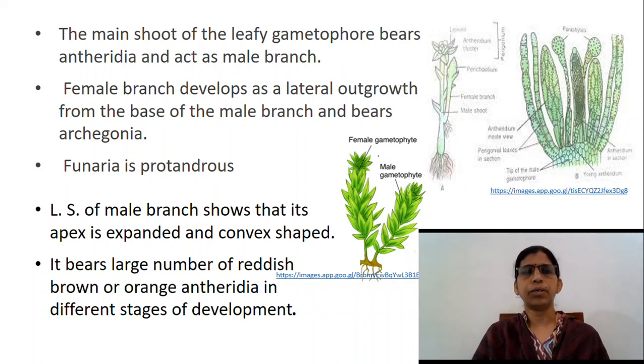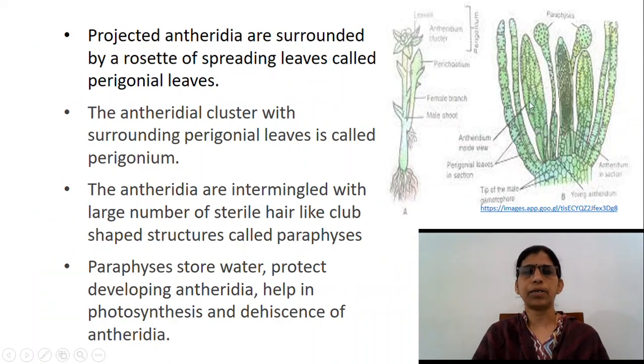Now if we look into the male branch or antheridiophore, the longitudinal section of the male branch shows that its apex is expanded and convex shaped. It bears large number of reddish-brown or orange antheridia in different stages of development. Projected antheridia are surrounded by a rosette of spreading leaves called perigonial leaves. The antheridial cluster with the surrounding perigonial leaves is called perigonium.